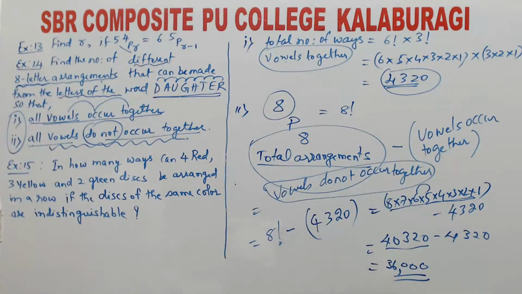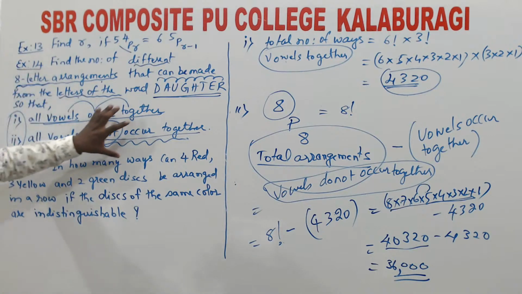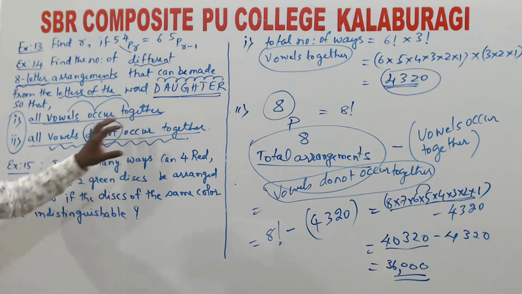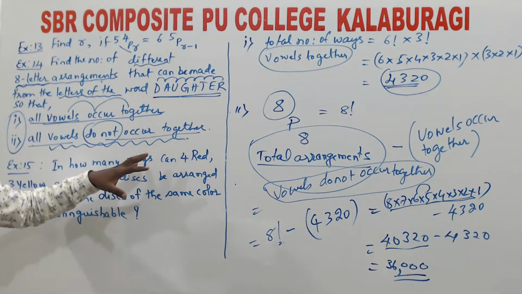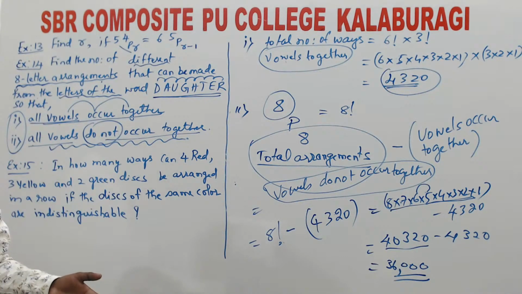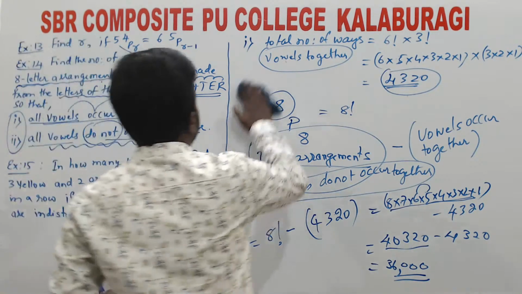Okay, is that clear? So now example 15. There are still more problems based on the idea of vowels occurring together and vowels not occurring together. You have to go about it in the same manner only. Okay, so now the 15th one.